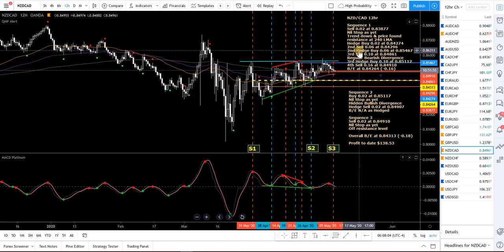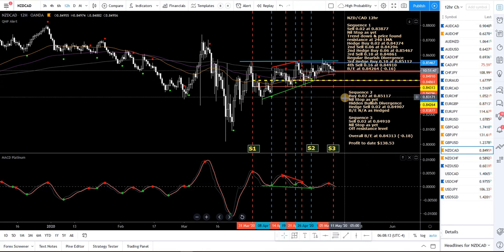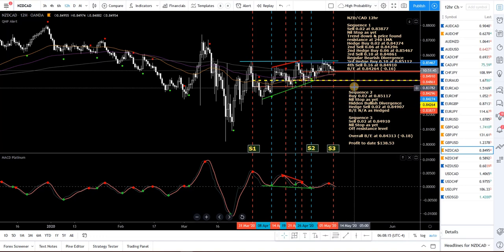So I took the sell on the first sequence. So it's that full sell at 0.16. So that gives me an overall break even at 84264, which is one of these yellow lines here. It would be the bottom one. It's hard to tell, they're both right on top of each other.